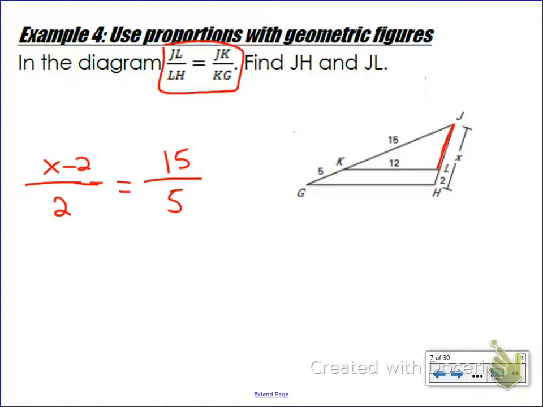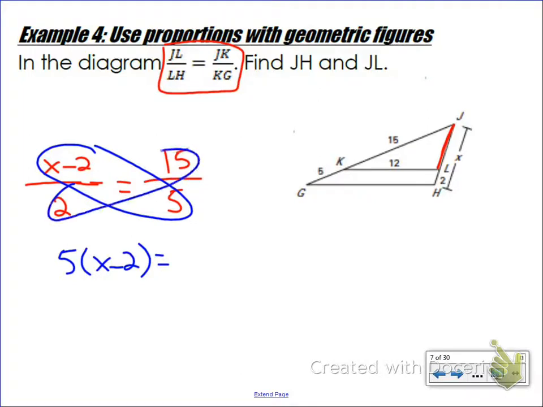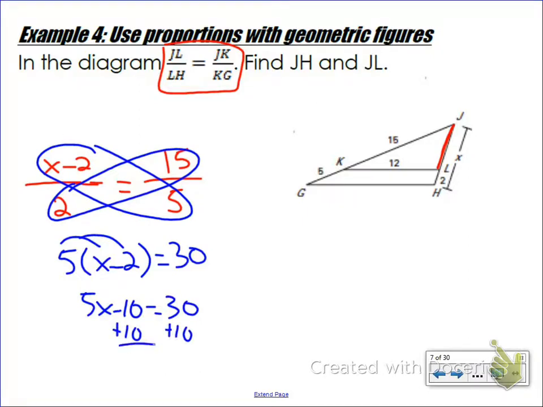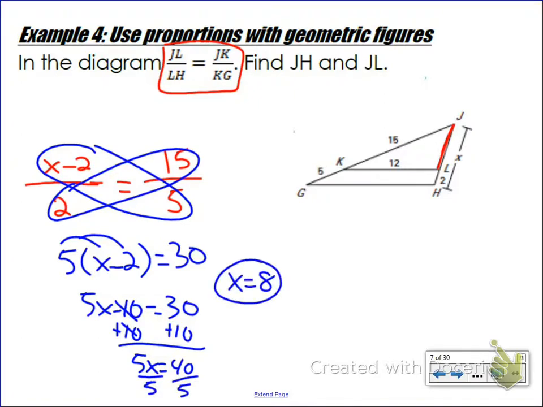Once my proportion is set up, we're going to go ahead and cross multiply. So I do x minus 2 times 5. And again, we need to make sure it's 5 times the quantity x minus 2. So I'm going to need to distribute this. And that's going to be equal to 2 times 15, which would be 30. We'll distribute the 5 times x, and 5 times negative 2 gives me 5x minus 10, which is equal to 30. We'll add 10 to both sides. 5x will be equal to 40. Divide by 5, and x is going to be equal to 8.